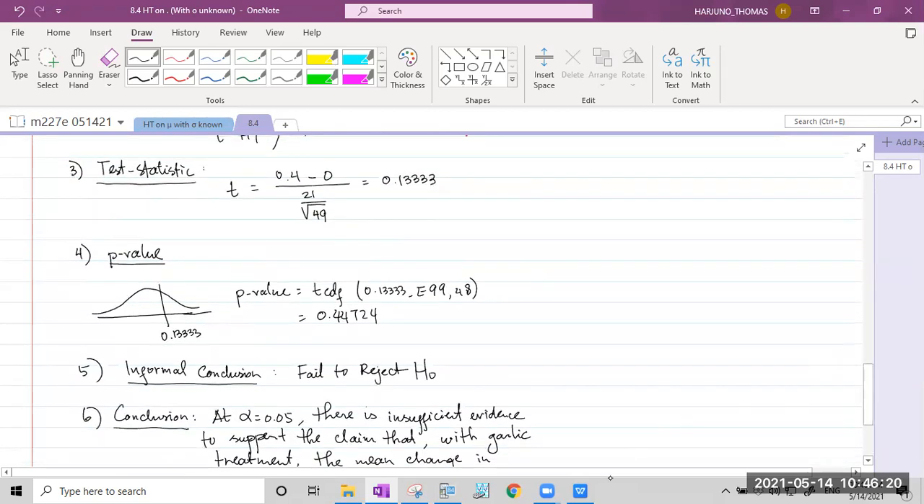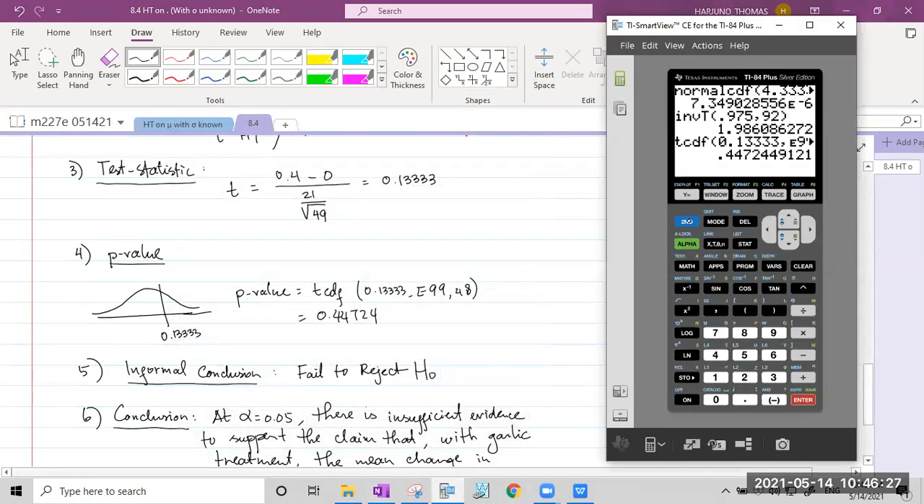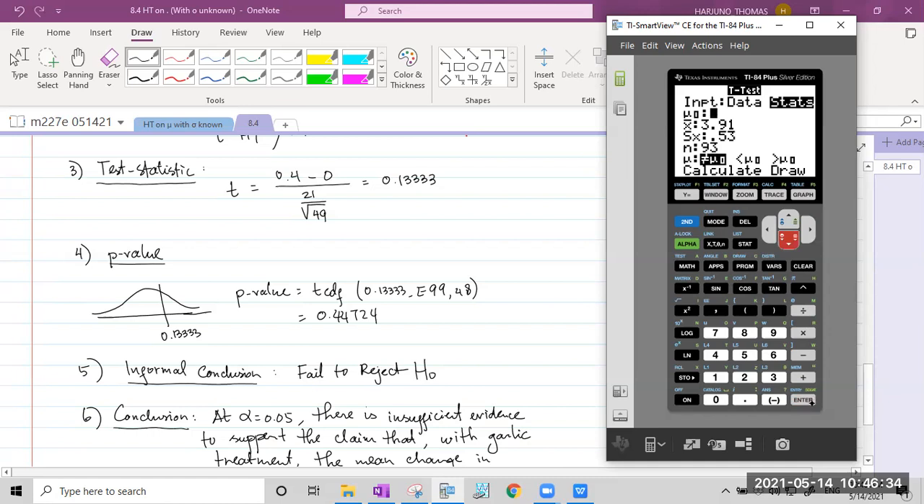Okay, as a supplement, let's see. Calculator, stat, test, t-test. We use statistic. The claim mean is 0. The sample mean is 0.4. Sample standard deviation is 21. Sample size 49. And we will do a right tail test. Calculate. Ding.